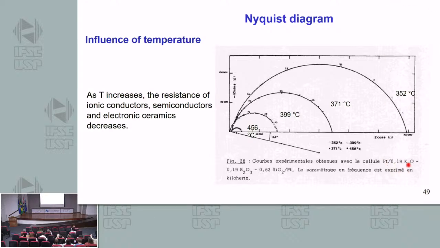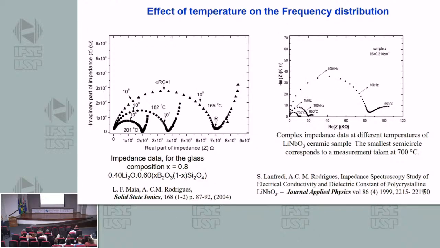This was a glass from Jean-Louis Souquet, an example from Denis Raven's thesis. This is a simple borosilicate glass. We see that when we increase the temperature, the resistance decreases. That's normal. Here I was measuring a lithium niobate ceramic sample. Also, temperature increases, resistance decreases. And please look at this spike, or this straight line. It is not really a straight line, at low frequencies. This will be the electrode phenomena, what we call electrode phenomena. I will talk about it in some minutes.